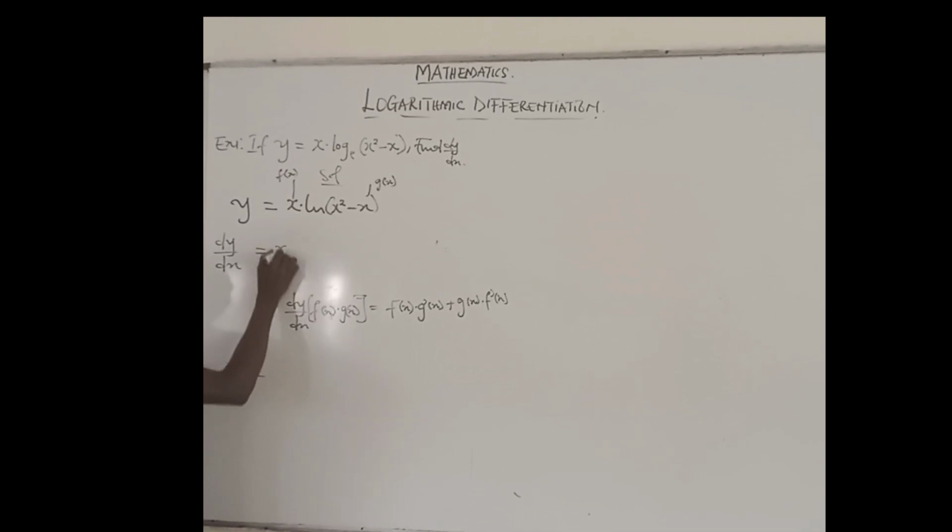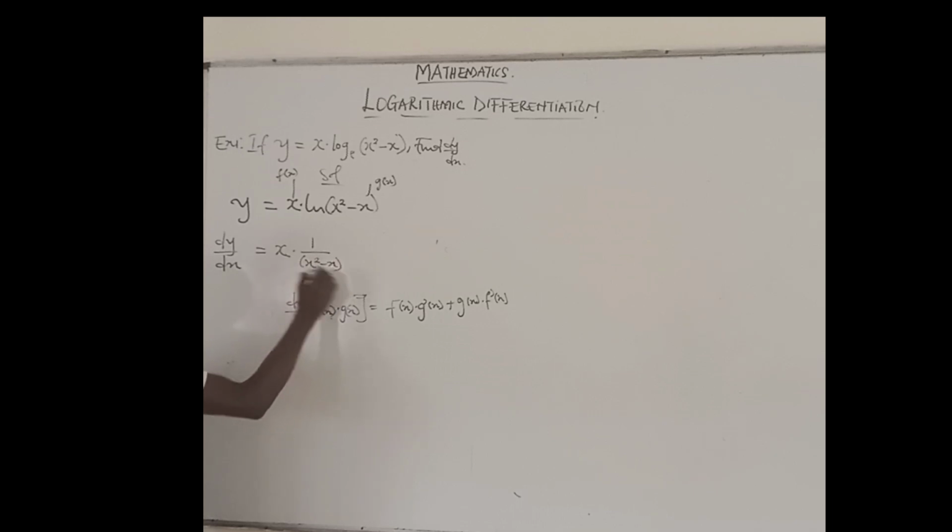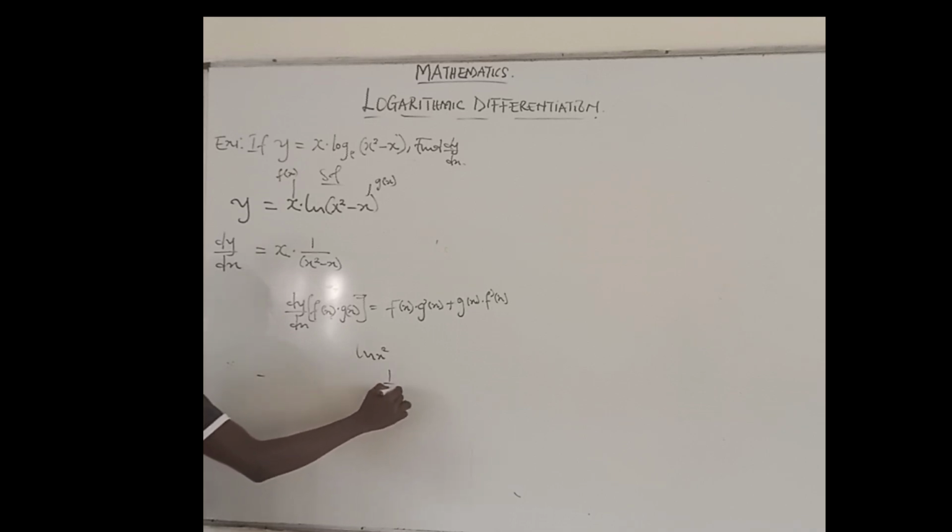s multiplied by, what is my g prime of s? If I differentiate ln of s square minus s, I'm going to have 1 over s square minus s. Please take note of that whenever you have ln of s square, it's going to be what? Inverse. 1 over s square multiplied by 2s. Please take note of that.